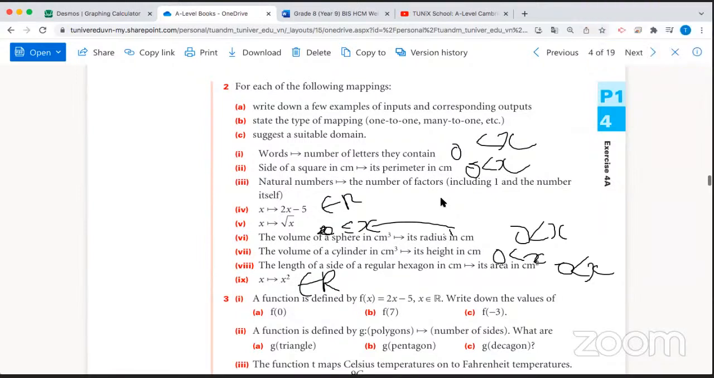Okay, to fit the requirements, I think. Natural numbers, number of factors. So -5, what factors do they have? Integer factors of -5.